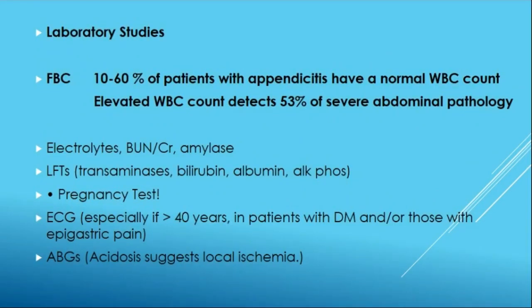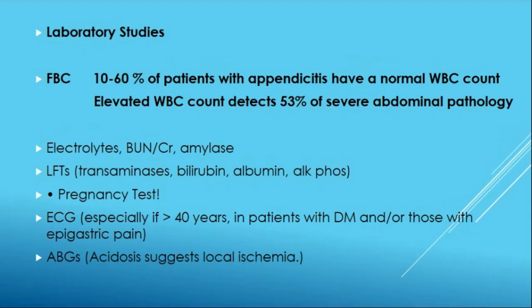In the full blood count, 10 to 60% of patients with appendicitis have a normal WBC count. An elevated WBC count detects 53% of severe abdominal pathology. Any abdominal pathology means some sort of inflammation or infection. That is why we shouldn't depend on these things. If you have doubt, you go and re-examine. All right?